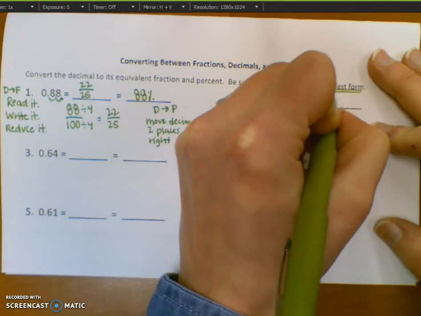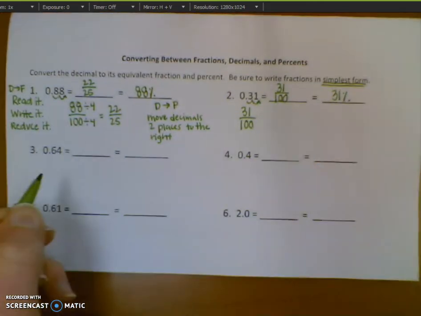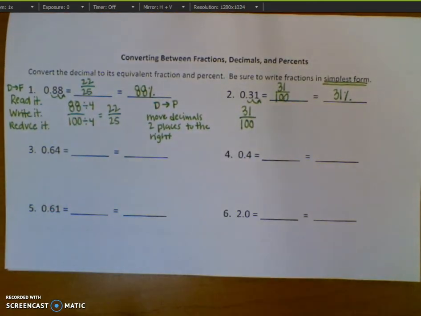and I get 31%. At this point in the video, I would challenge you to try the next 4. Pause the video, try the next 4, and then when you're done, you can play the video to check your work. I'm just going to write out. I'm not going to talk in the last part of the video, but you can at least watch my steps and see my work for the last 4 problems after you try them on your own.